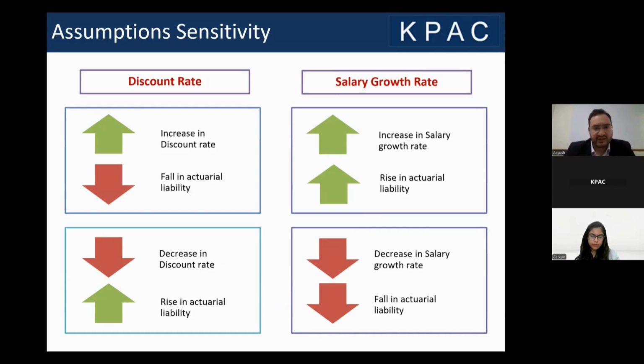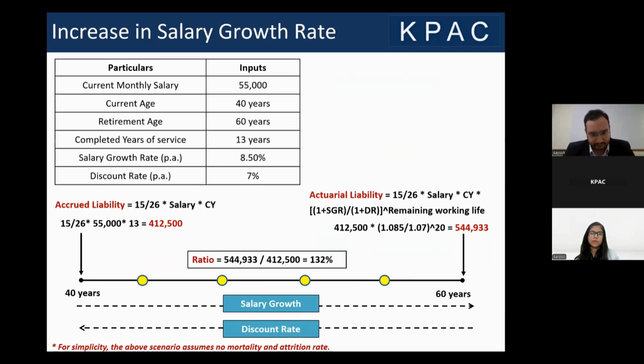On the contrary, salary growth rate, since it was a part of the numerator in our previous example, any increase in the salary growth rate will result in an increase in the actual liability too. So we can simply say that salary growth rate is directly proportional to our actual liability, whereas discount rate is inversely proportional to our actual liability. I'll try to explain this with an example also. Moving on to the next slide.